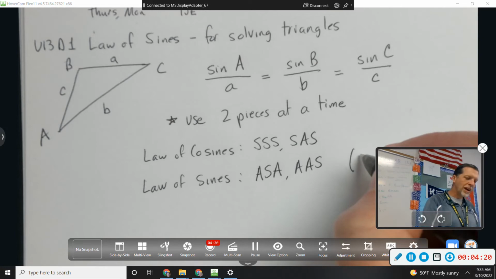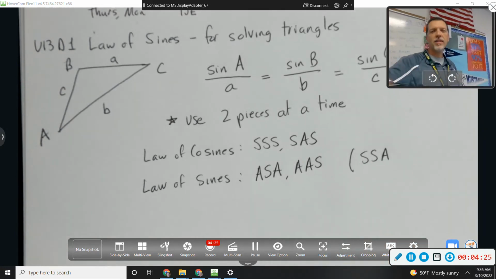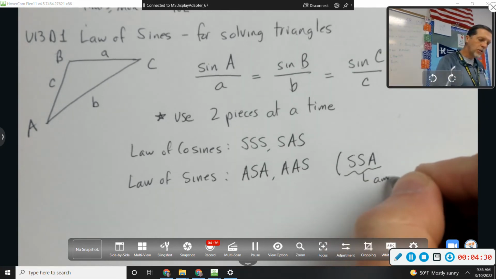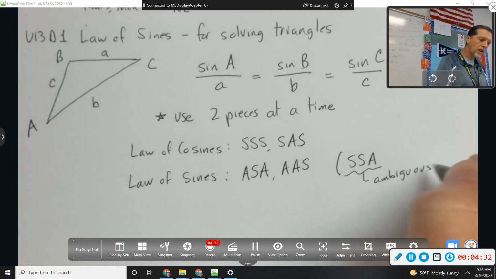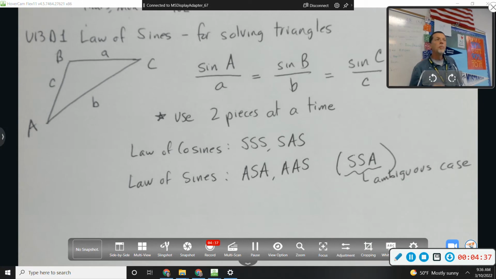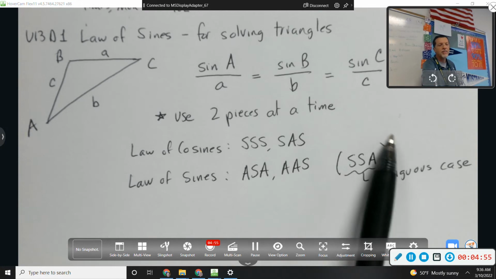Now, we're not going to do it, but the angle, side, side format, note how I wrote that, that leads to what's called the ambiguous case. That's a little bit beyond what we're going to do. But you remember in geometry, you weren't allowed to use this one to say triangles were congruent to each other, because there could be two triangles that had the same angle, side, side that were not congruent to each other. So you weren't allowed to use this in geometry, and it's not going to work here either.